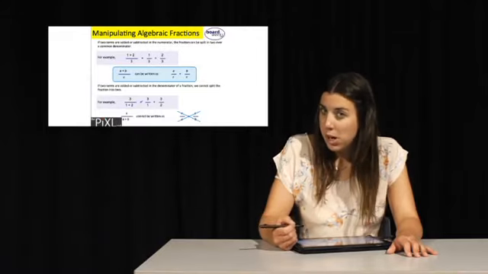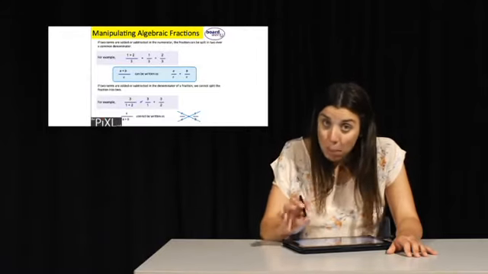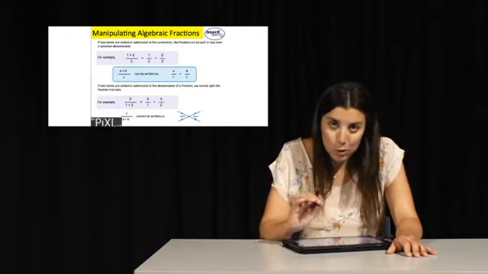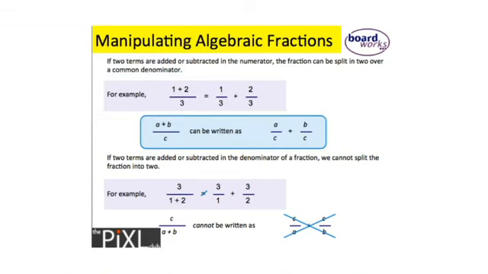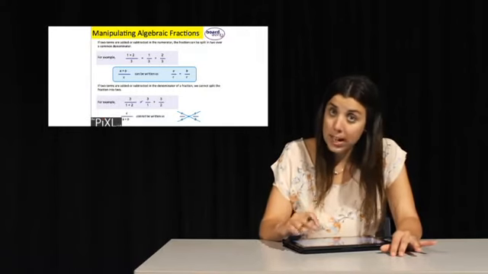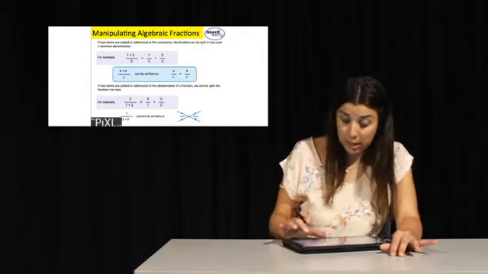However, if the two terms are added or subtracted in the denominator part of the fraction, we cannot split it into two fractions. So you can see here that 3 divided by 1 plus 2 cannot be split into two fractions over 1 and 2. It only works in the numerator. That's an important point to bear in mind as we go through the next part of the section.